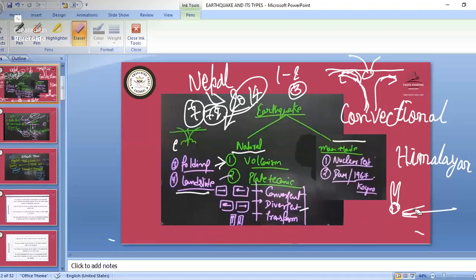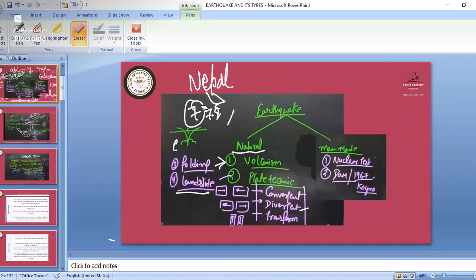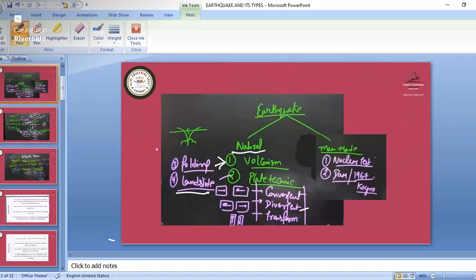When these big boulders fall down, they put immense pressure on the earth surface, the earth crust. At that time we also have shaking of the earth surface, so in that case also we have an earthquake. So these are the natural causes. Then we have the man-made earthquakes.